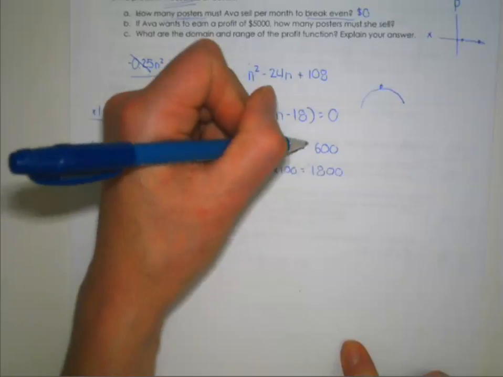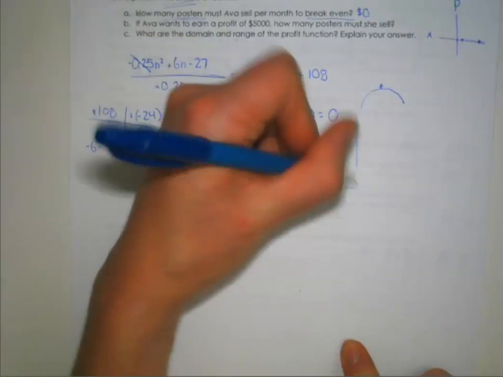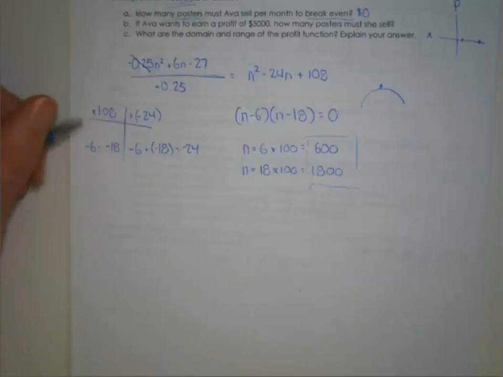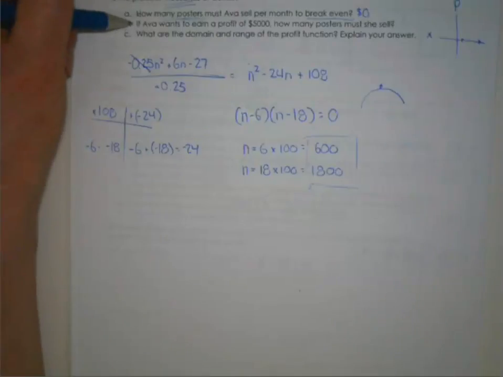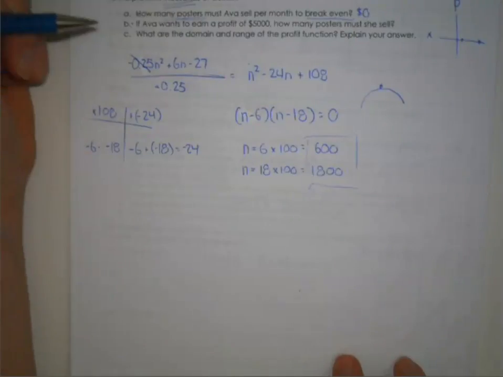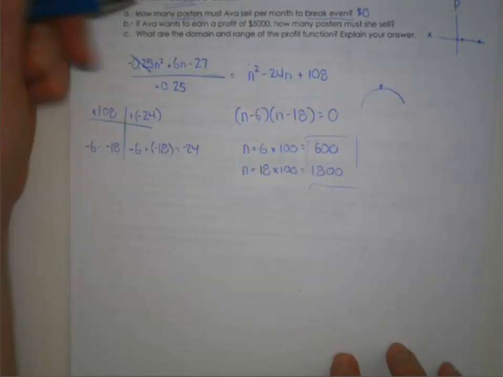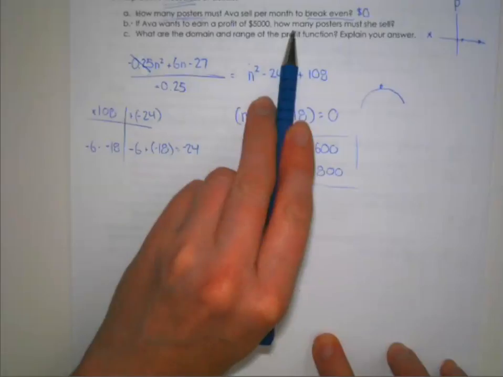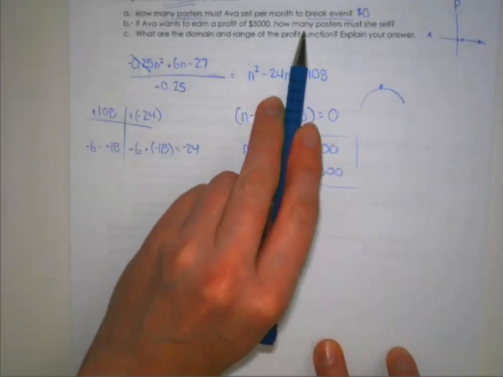Okay, so for this one, if this was a written question, you would nicely write out she can sell 600 or 1800 posters to break even. The next part of this question is, if Ava wants to earn a profit of $5,000, how many posters must she sell? So basically we're looking for, if y is equal to 5,000, what would her n value be?